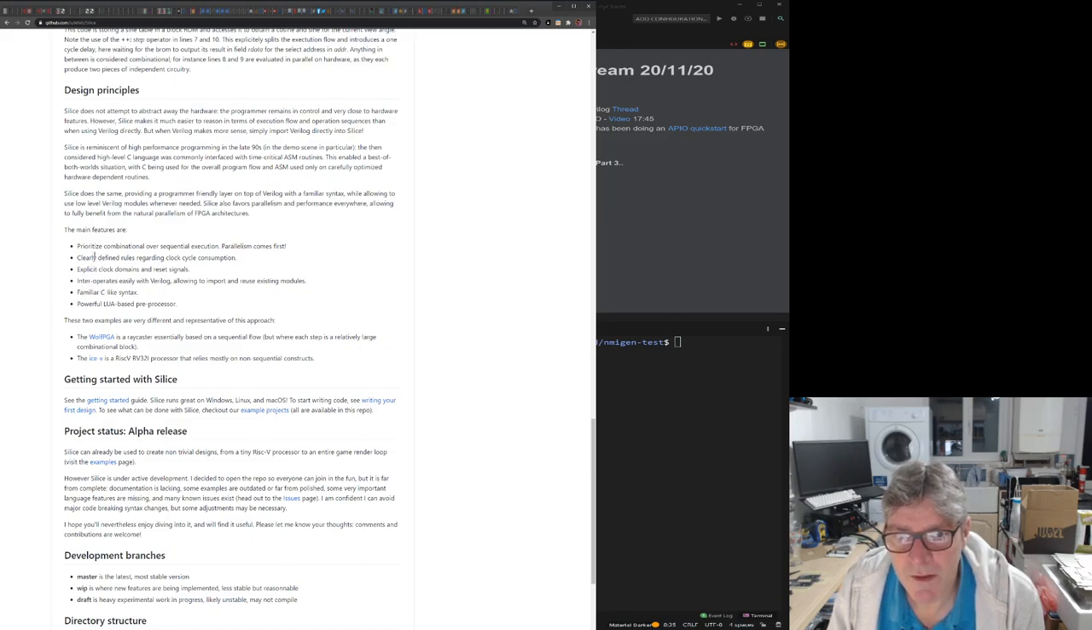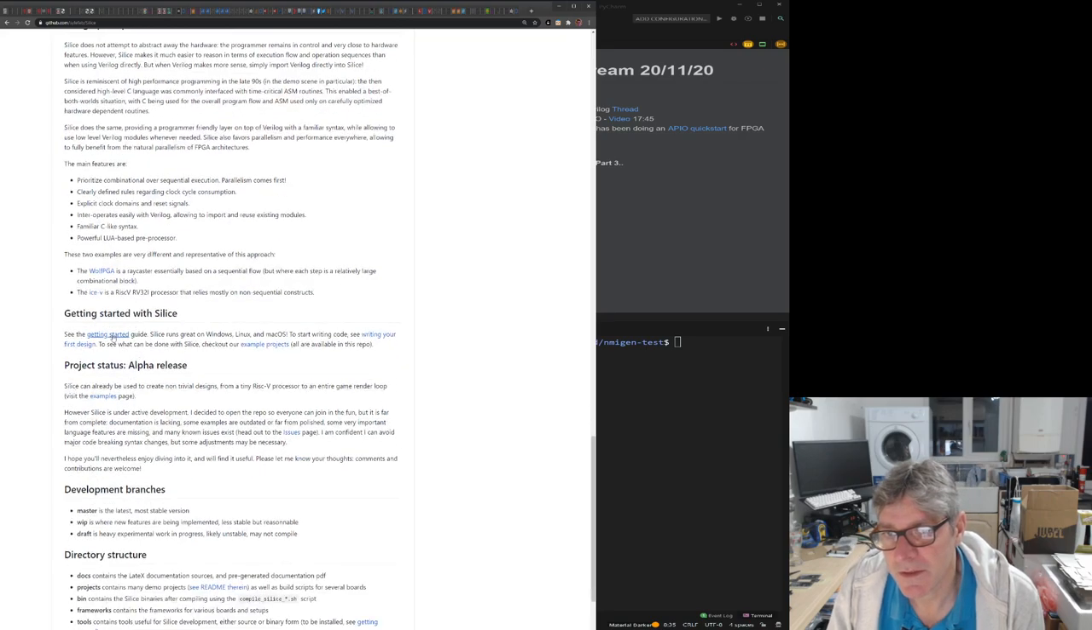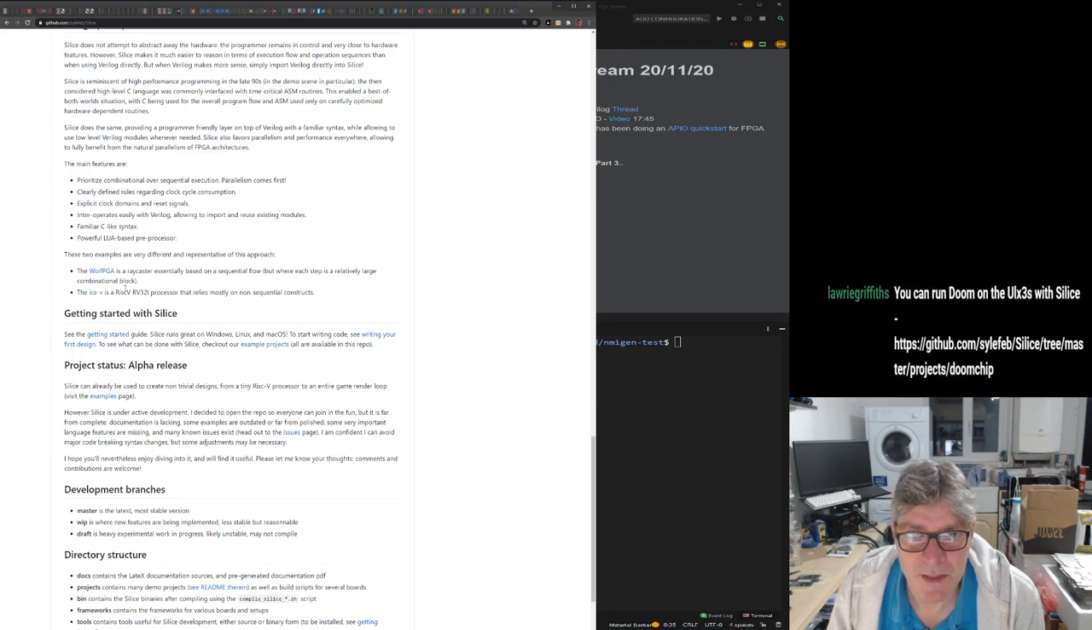Interesting. Prioritize combinational over sequential execution. Parallelism comes first. Clearly defined rules regarding clock cycle consumption. Basic clock domain reset signals. Interoperates easily with Verilog. Familiar C-like syntax. Powerful Lua-based preprocessor. Interesting. The Wolf FPGA raycaster is essentially based on sequential flow, where each step is a relatively large combinational block. You can run Doom on the ULX3S with Silice. Is it Silas or Silice? I don't know how to pronounce the damn thing.